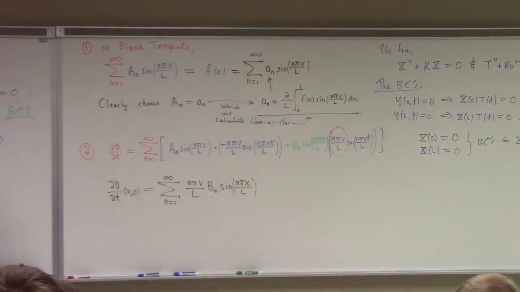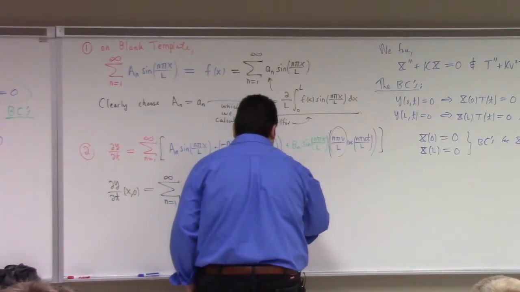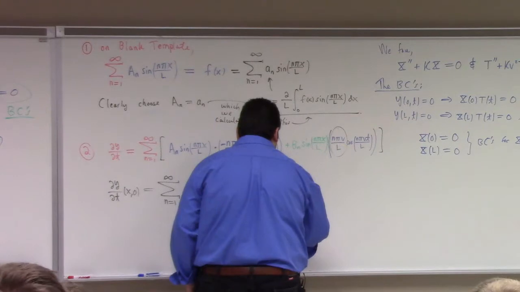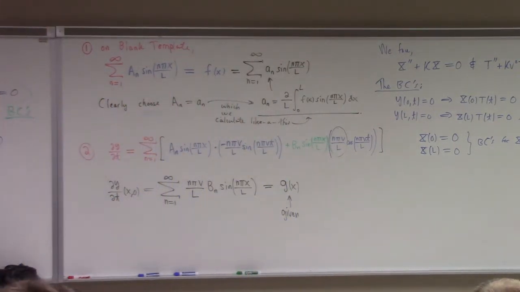Okay. Now what's that equal to? It's given to be equal to g of x. This is given in the problem statement. It's the given initial velocity of the wave. So what do we do? We find the Fourier decomposition of g, right?